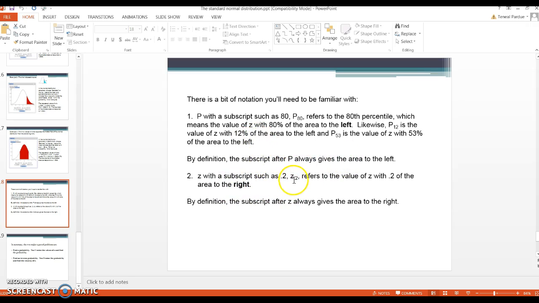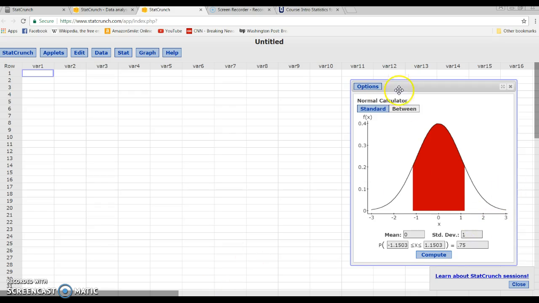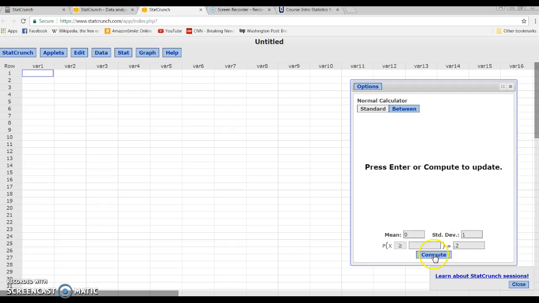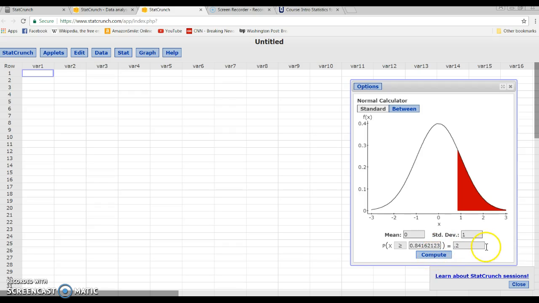Another piece of notation you might see is z with a subscript of something. Anytime it's z with a subscript, that means find the value of z with that much of the area to the right. Okay, so z with a subscript of 0.2 means go over here and find where 0.2 of the area is to the right. So this would be z of 0.2. Okay, and that's just always kind of the way, that's just defined. The z with the subscript means that's the area to the right.